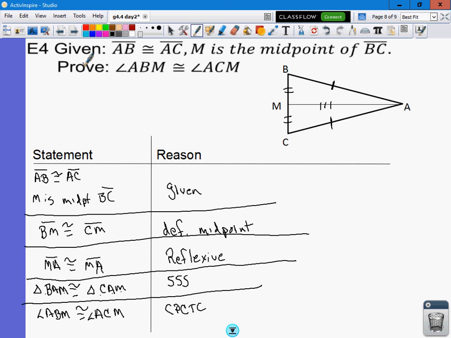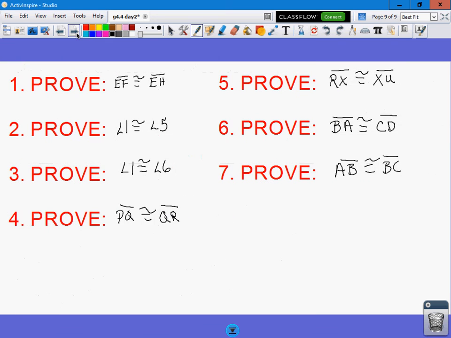Now, there is some information that's missing on your worksheet. It does not tell you what to prove. Here is the list of what you need to prove for each one of those 7 problems.